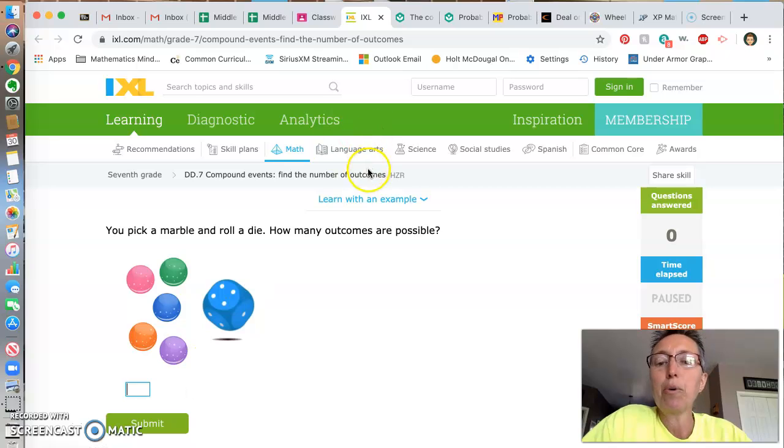All right, so you're working on compound probability where you have two different things that you're doing, or maybe three things, and you have to multiply between the two to find the total number of outcomes. So you pick a marble and roll a die. How many outcomes are possible? Well, here you have five different marbles times, think about how many sides are on the die, 5 times 6 should give you 30 total outcomes.